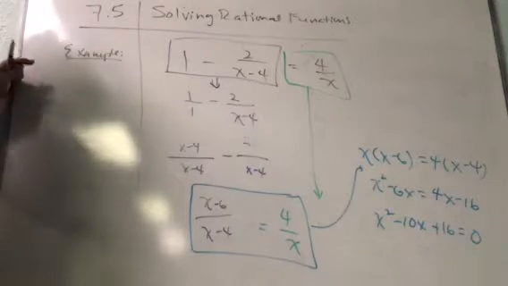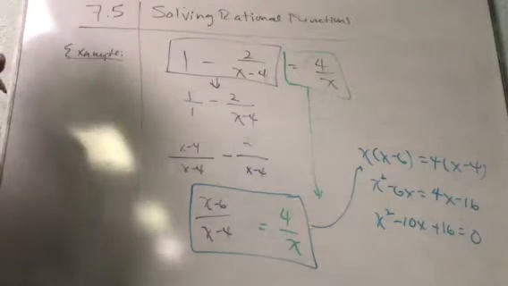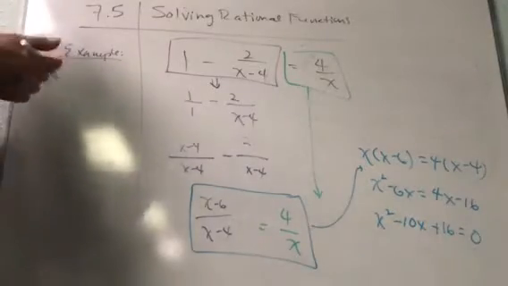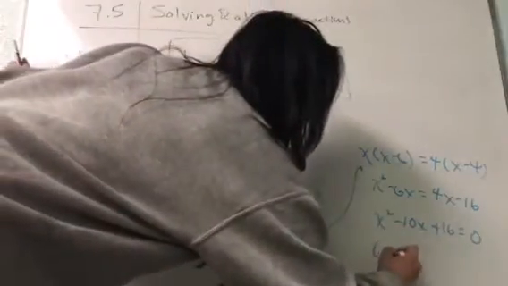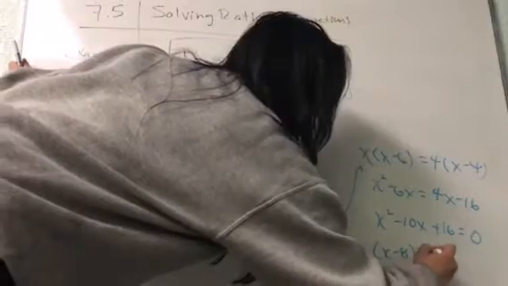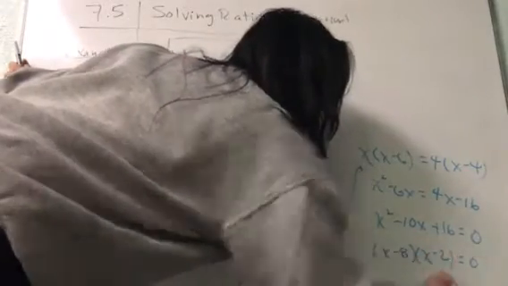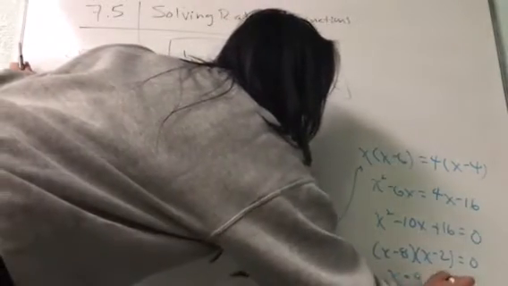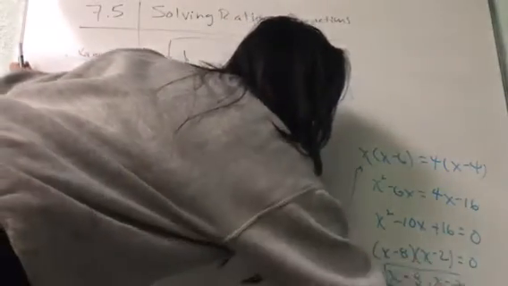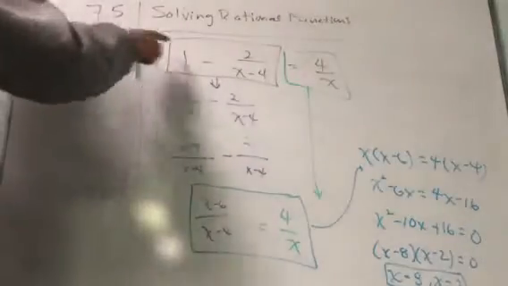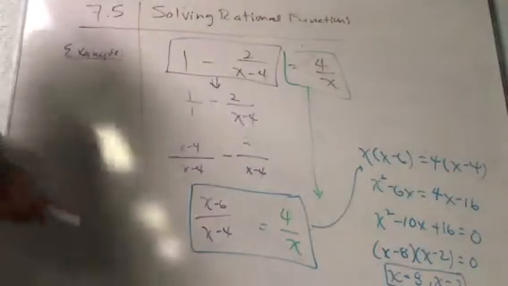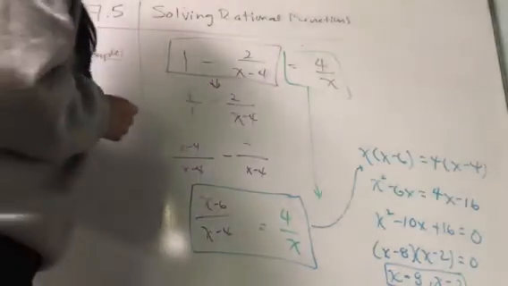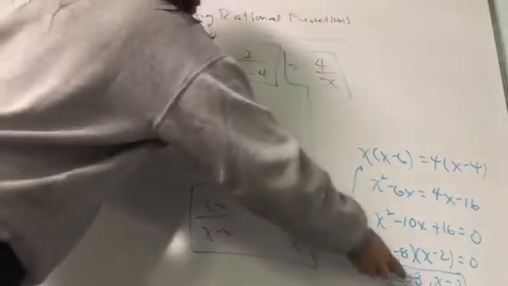To solve a quadratic, we have multiple methods we can use. The best way would be to see if we can factor it. Here, it factors to x minus 8 times x minus 2. Setting each piece equal to 0, we get x is equal to 8 and x is equal to 2. These are our two solutions. I would suggest you plug them in just to make sure they're not extraneous. But otherwise, if they aren't, we have two solutions at 8 and 2.